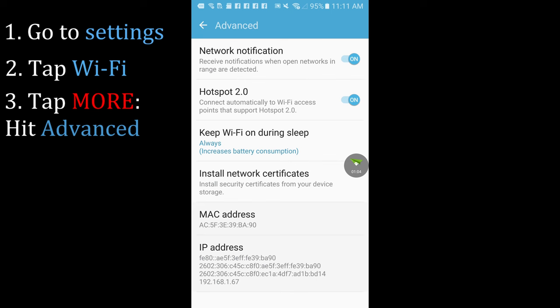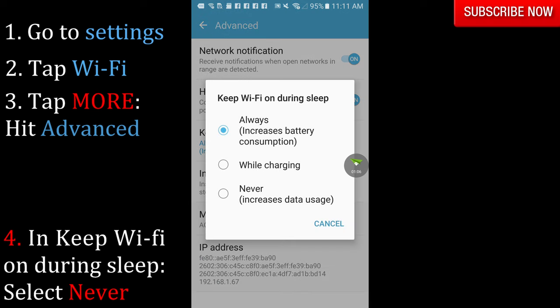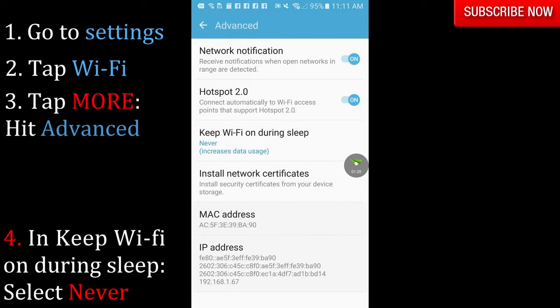which increases battery consumption. What you want to do is tap into that. Hit never. What that'll do is turn off the Wi-Fi during the sleep state of this phone, but it will also use your data to keep you notified about your messages, notifications, all that good stuff. So no, you don't get the best of both worlds, but at least it does solve your battery issue.